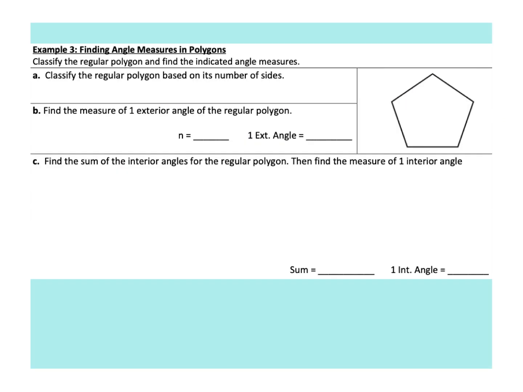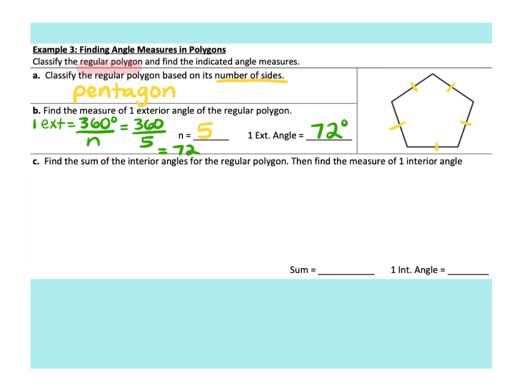All right, so here I have a polygon. Notice the directions tell me that it is a regular polygon. Okay, for this regular polygon, the first thing I need to do is figure out how many sides it has. So if I count up my sides, there's 1, 2, 3, 4, 5 sides. We can name that polygon based on its number of sides. A 5-sided polygon is a pentagon. Now let's calculate 1 exterior angle. The total exterior angle is always 360 degrees. Remember, we just divide by n, where n is the number of sides. So if you take 360 and you divide it by 5, you are going to get 72. So 1 exterior angle is 72 degrees.